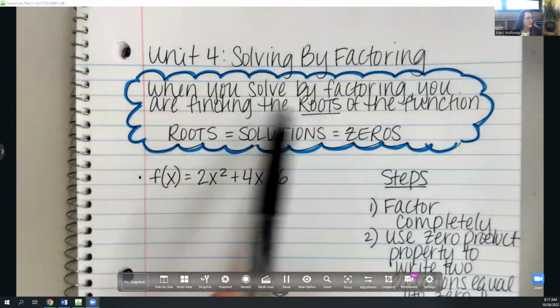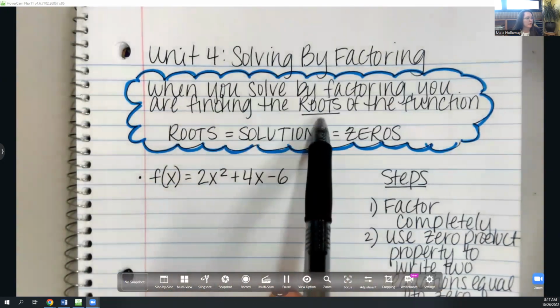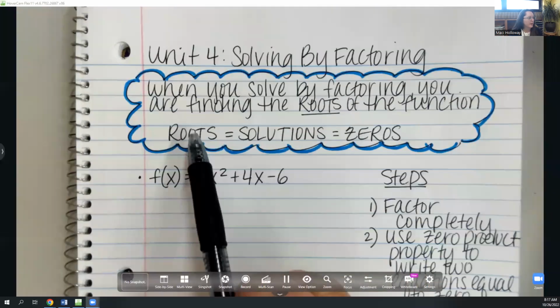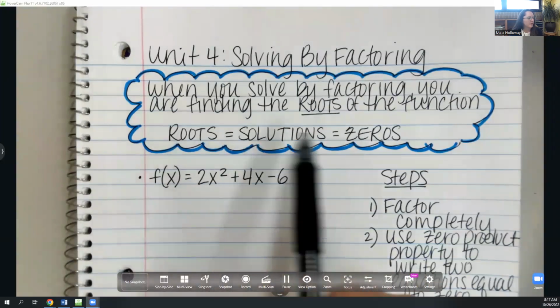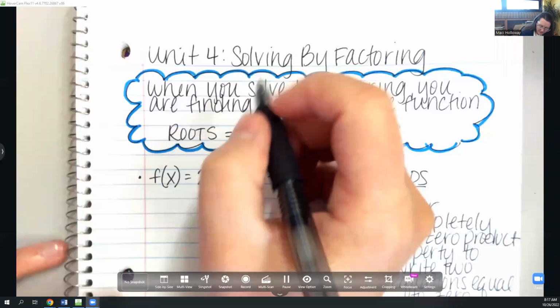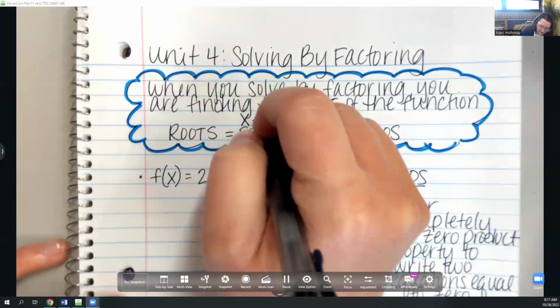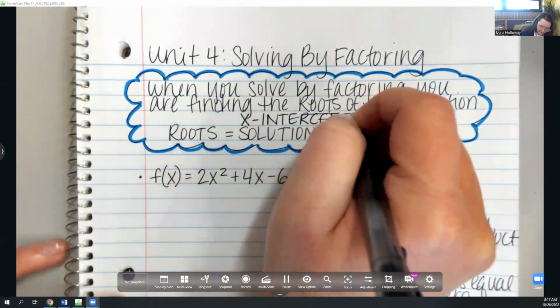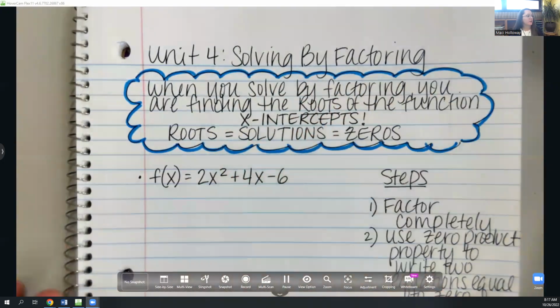When you solve by factoring, you are finding the roots of the function. So most of the time we'll be working with quadratic functions. Sometimes we can be working with polynomial functions, and we can look at that too. So roots here, and you probably know this term already, roots are equal to solutions, which are also equal to zeros. And those are also known as, on the graph, x-intercepts. That's what roots are. That's what you're looking for, is where it crosses the x-axis.